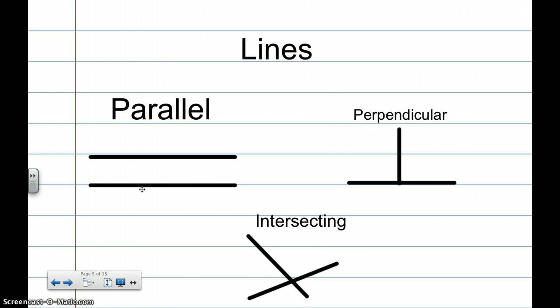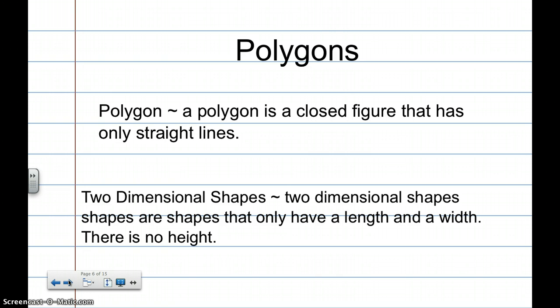Perpendicular, that's a line that meets at a right angle. So as you can see, there's a right angle right here and there's a right angle right here. So those are perpendicular lines. Intersecting lines are lines that meet at a point in the middle. So it's kind of like an intersection in a road. That's an intersecting line.